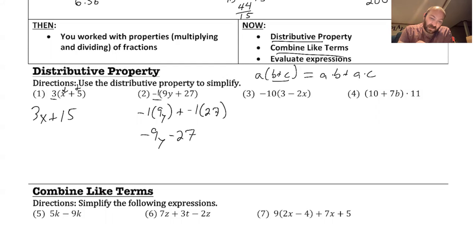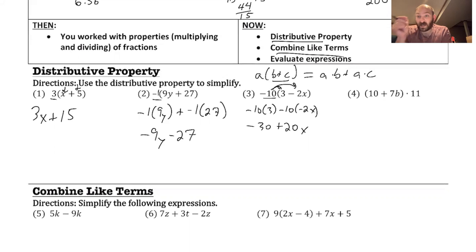Here I'm distributing -10. So I've got -10 being multiplied by the 3 and being multiplied here. This is going to be a key one. I'm going to take -10 times 3 and -10 times -2x. So -10 times 3 is -30. Here's the thing that traps people. Notice that I'm taking a negative number and a negative number multiplied together. So you've got to be very careful there because that's going to turn into a positive 20x.